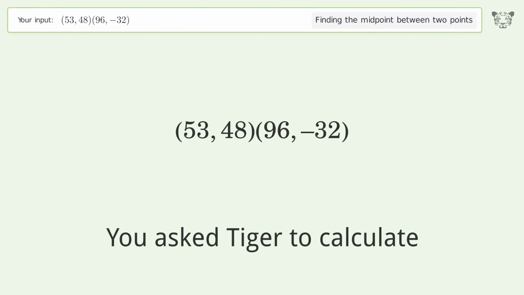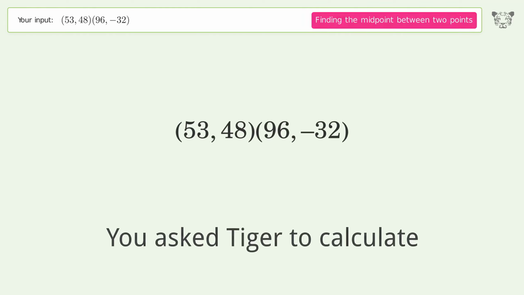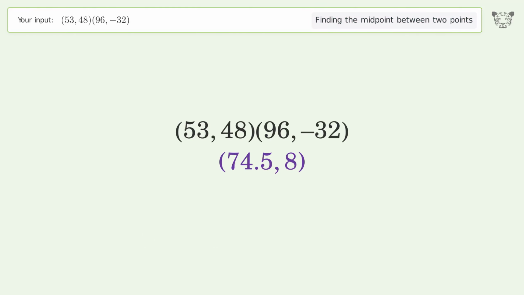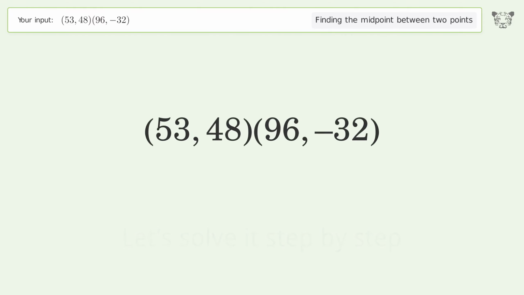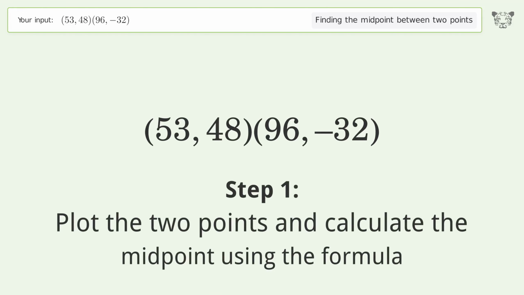You ask Tiger to calculate. This deals with finding the midpoint between 2 points. The midpoint between the 2 points is 74.58. Let's solve it step by step. Plot the 2 points and calculate the midpoint using the formula.